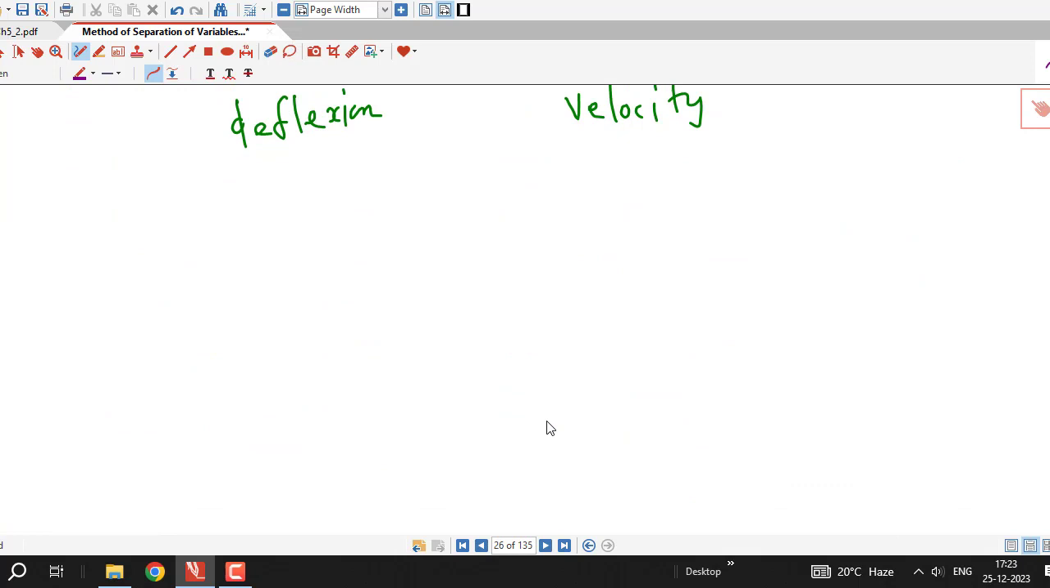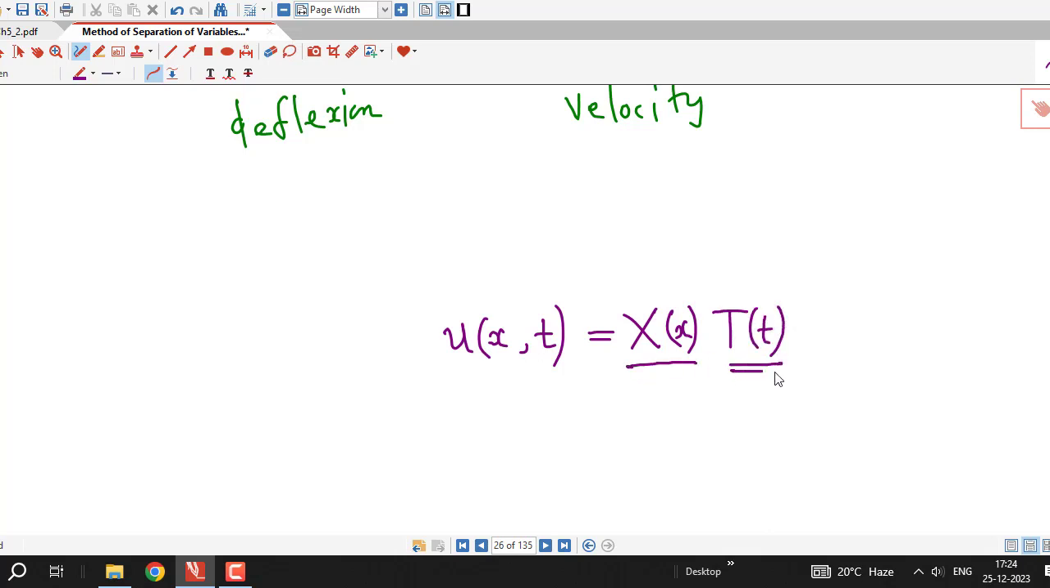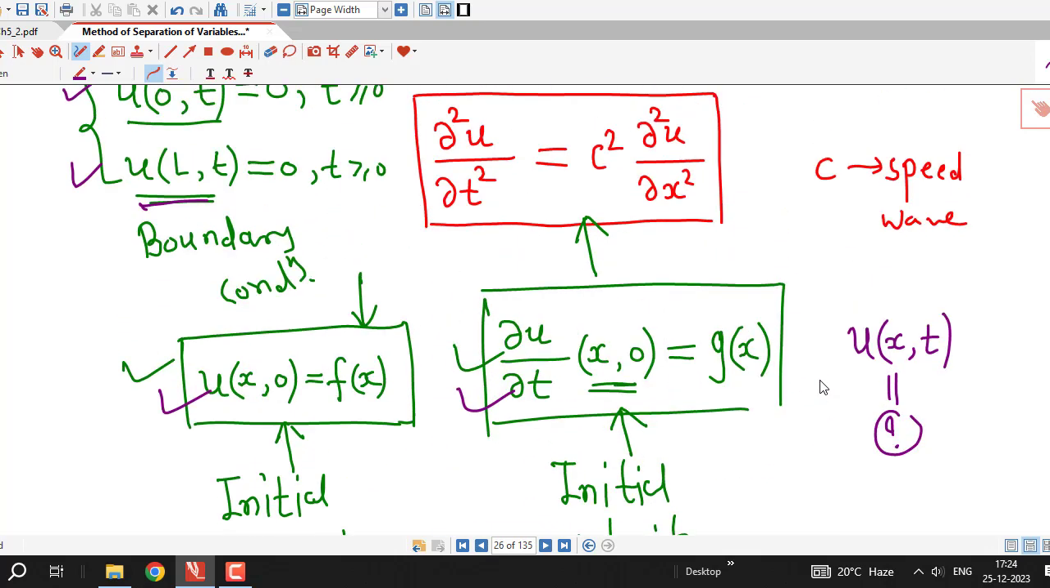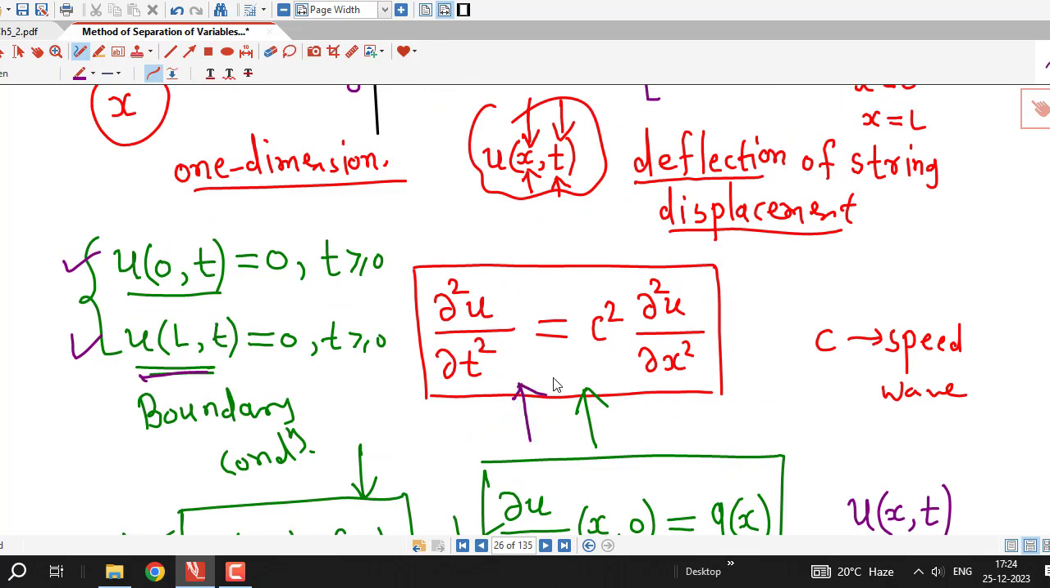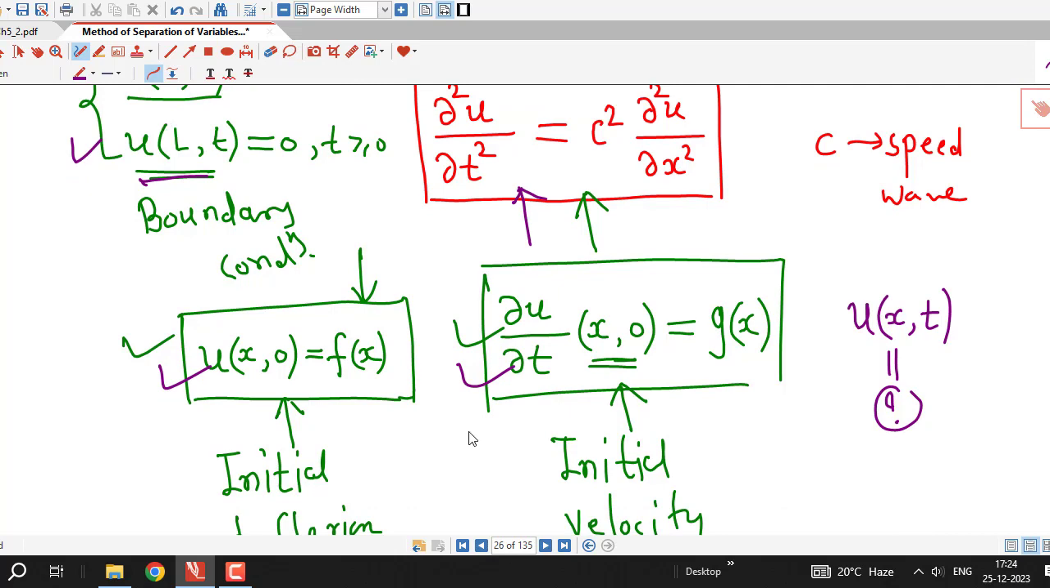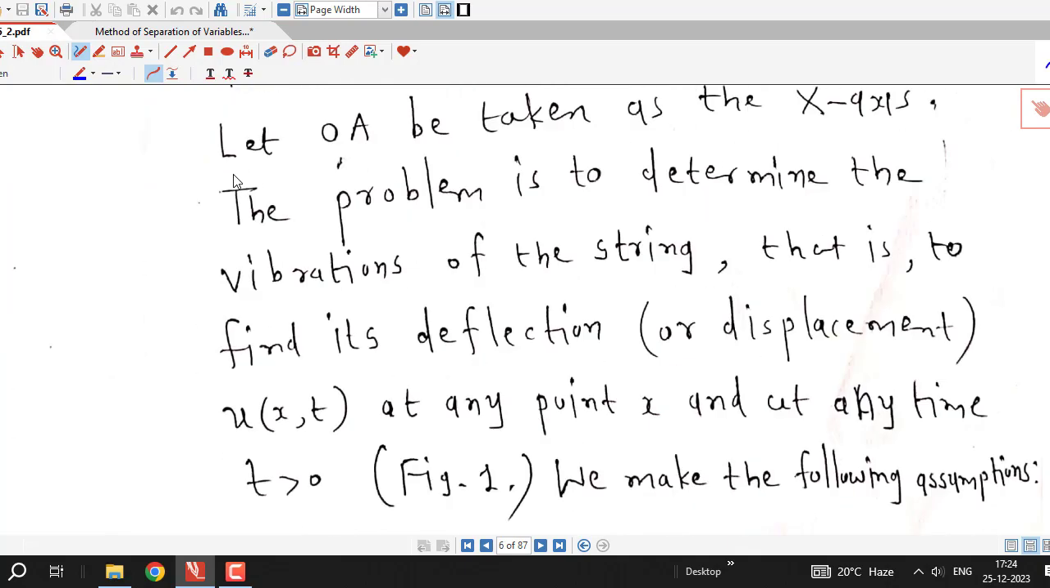So for that, we are going to apply the special method which we have discussed before, this method of separation of variables. And here we have u as a function of two variables x and t. So we will assume that the solution of the wave equation is the product of two functions, one of x only and another of t only. Using this assumption, we will try to determine the solution of this one-dimensional wave equation satisfying these two boundary conditions and these two initial conditions. I have written this solution here, which I will discuss one by one.